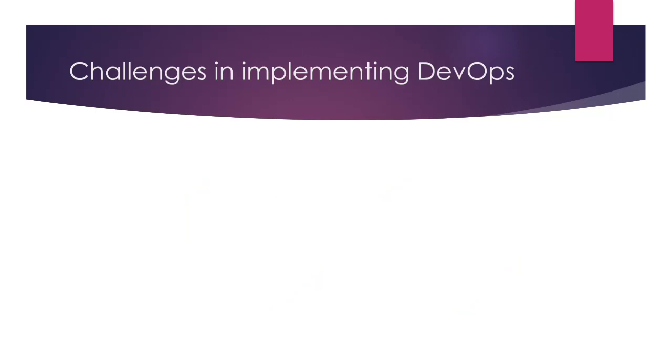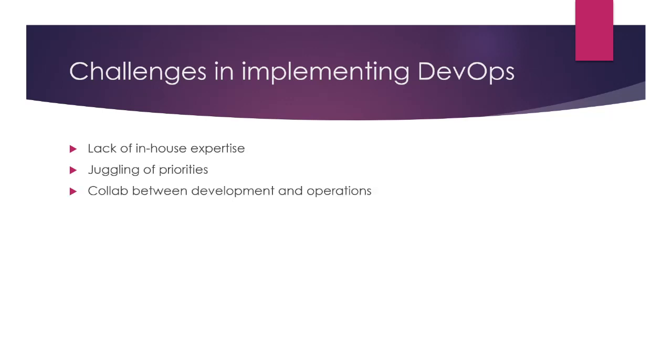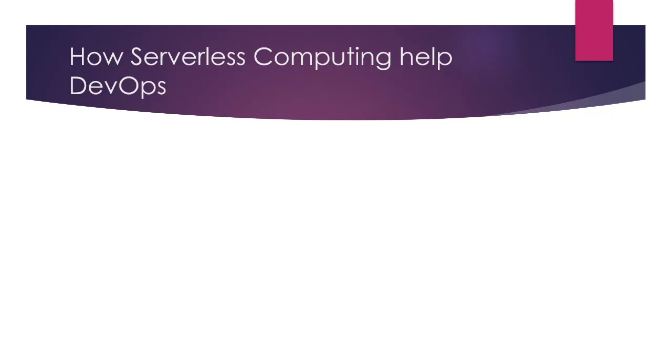However, there are some challenges when one company wants to implement DevOps, and those are the following: lack of in-house expertise, juggling of priorities, collaboration between development and operations, fear of failure, and bureaucracy. However, serverless computing can help implement DevOps by these following examples.